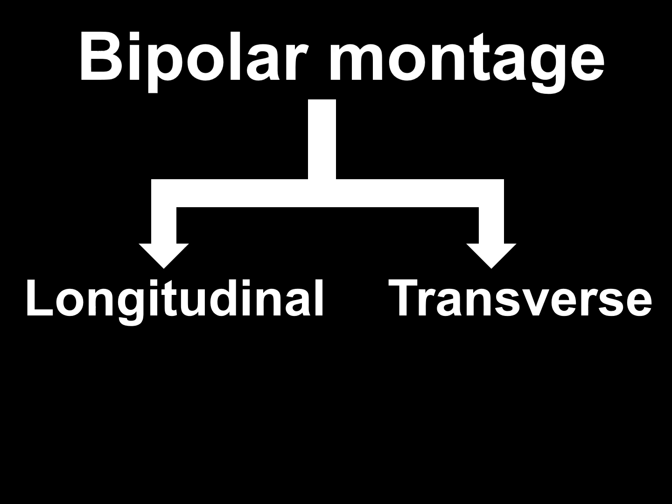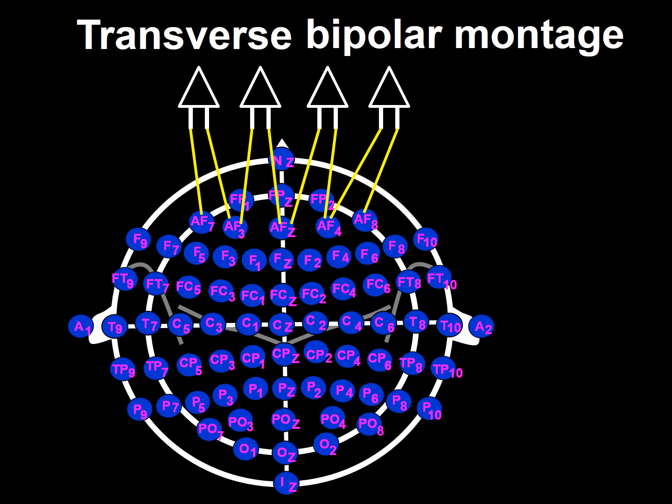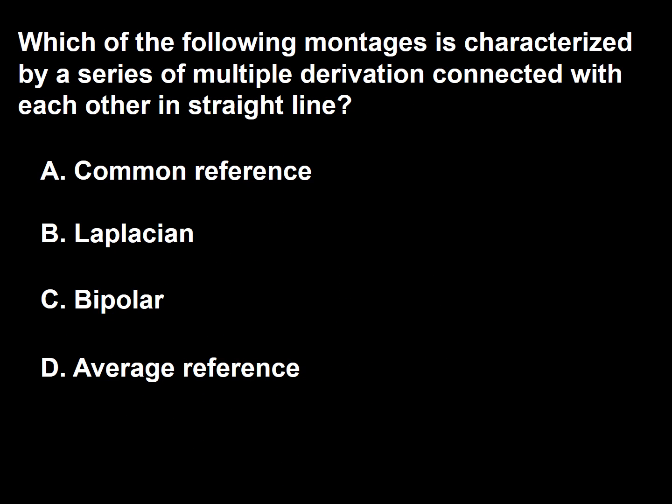Bipolar montages are either longitudinal or transverse. Longitudinal bipolar montages go from front to back. Transverse bipolar montages go from left to right. So the answer to this question is C, bipolar.